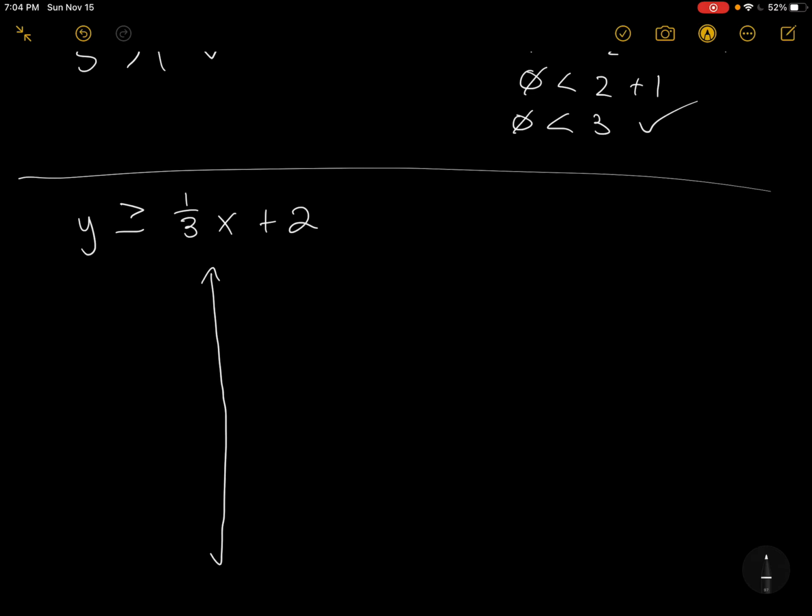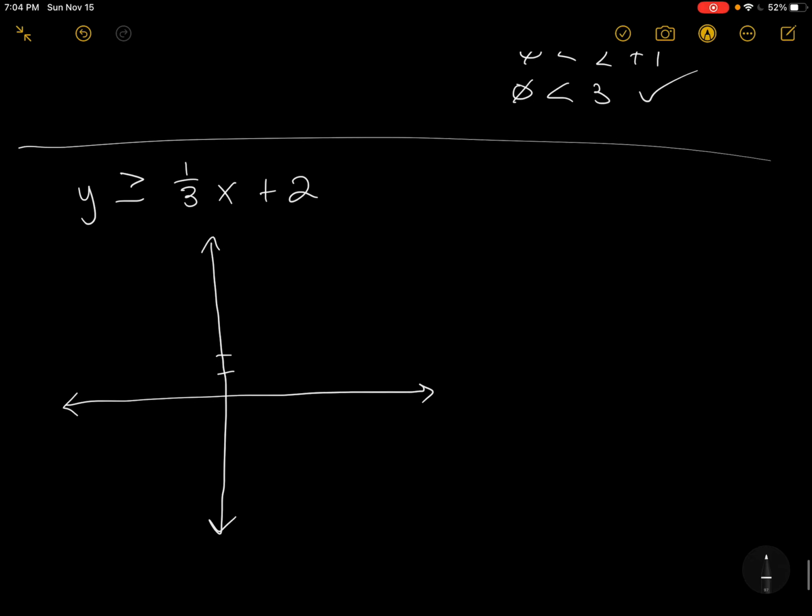Okay, so we've got y is greater than or equal to 1/3 x plus 2. So again, just like graphing a line, this is in slope-intercept form. So here we've got 2, and then to find the next point, I go up 1, to the right 3.